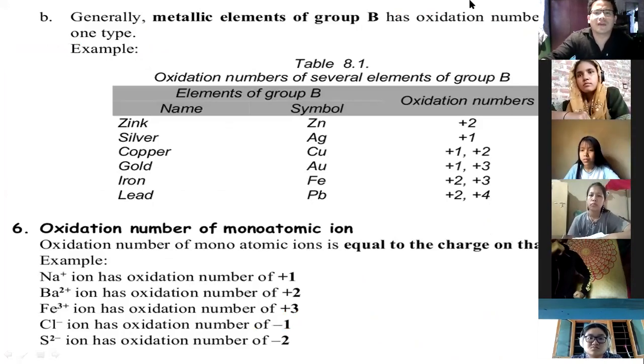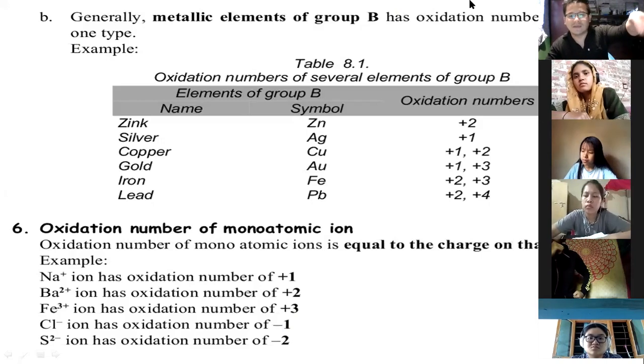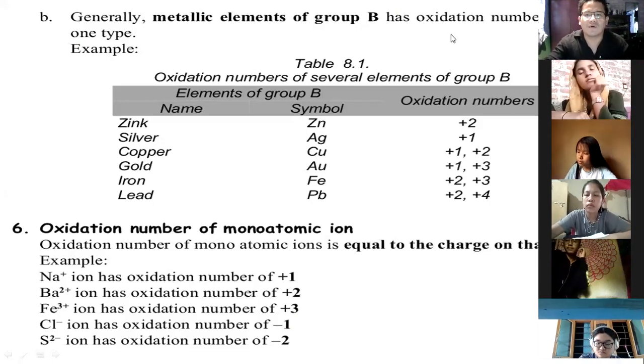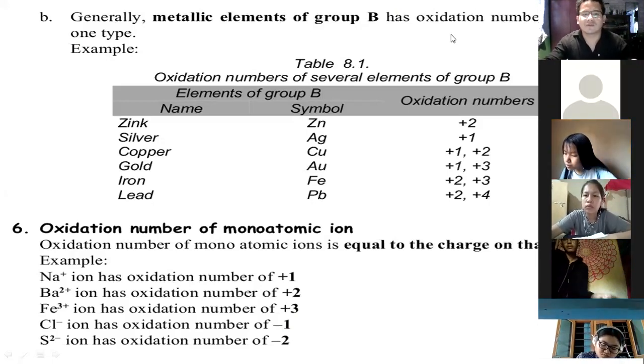The last point: generally, metallic elements of group B have more than one type of oxidation number, according to Mendeleev's classification, elements are divided into subgroups A and B. So these elements which belong in the B group have more than one type of oxidation number.